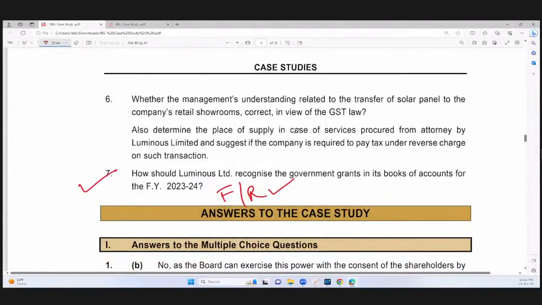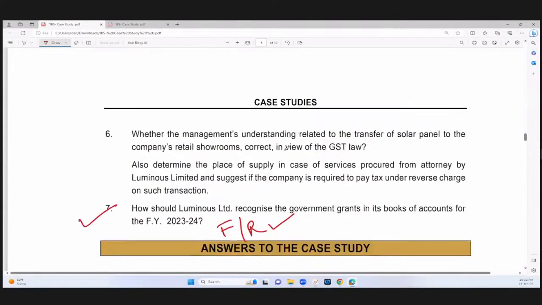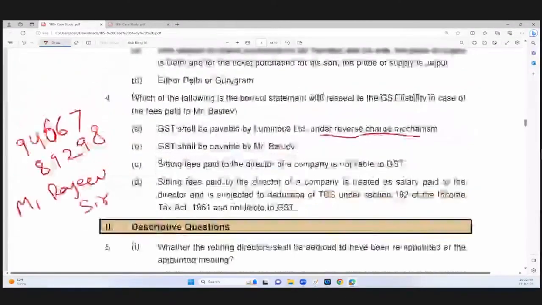वो प्लेस ऑफ सप्लाई इन केस ऑफ सर्विसेज प्रोक्योर्ड फ्रॉम अटॉर्नी, ये आउटसाइड इंडिया था, अटॉर्नी दुबई में, एंड सजेस्ट इफ द कंपनी इज रिक्वायर्ड टू पे अंडर रिवर्स चार्ज। तो ये रिवर्स चार्ज में ही होता है अटॉर्नी का, आपको पता है अगर बाहर से सर्विस ली गई है। तो दोनों पार्ट्स के लिए मैं पहले आपको केस स्टडी बताता हूँ कि कहाँ पे.